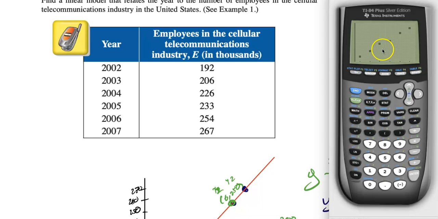So there's my data. The way you do a line of best fit, it's called a linear regression on a calculator, is we're going to go to stat. We're going to go over here to calculate. And we're going to pick the linear regression. So number 4, linear regression.